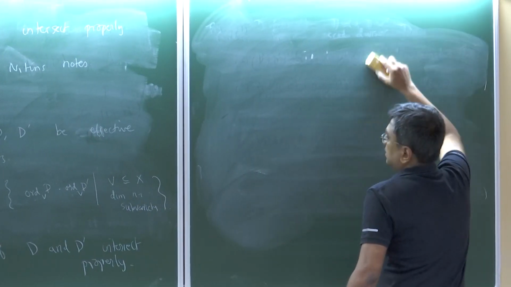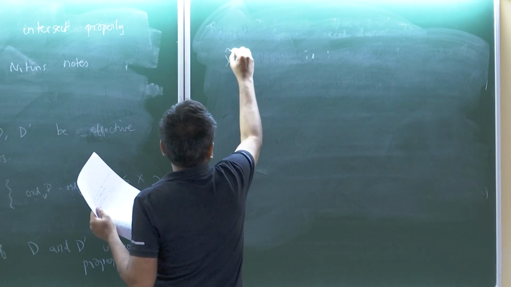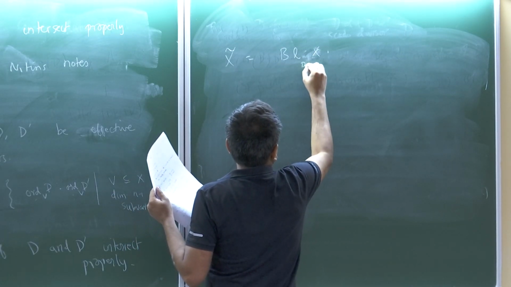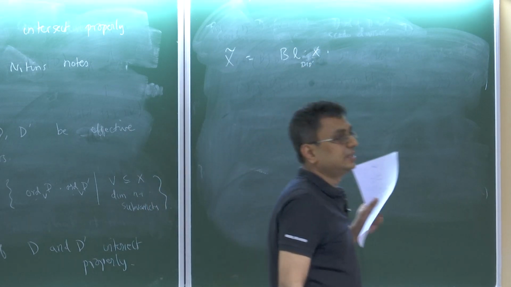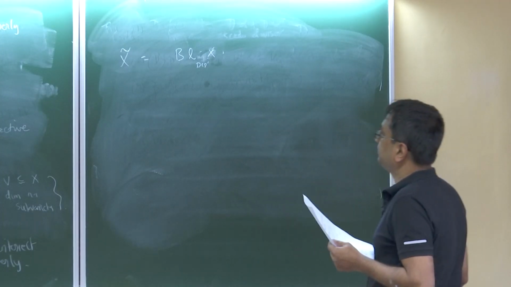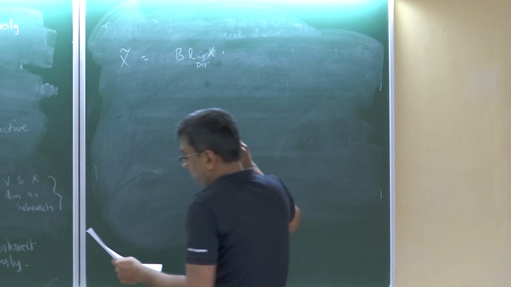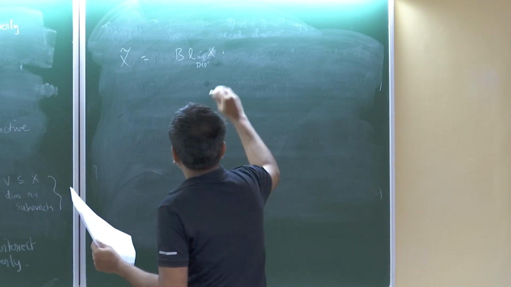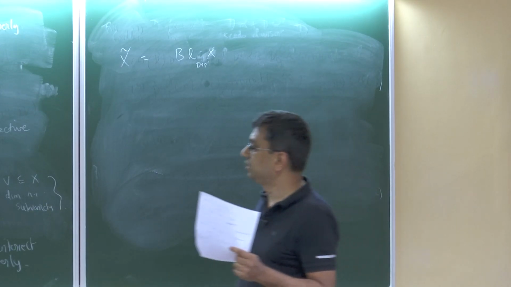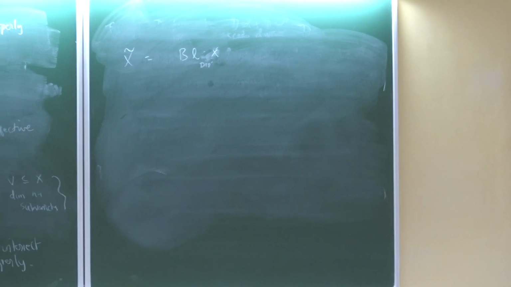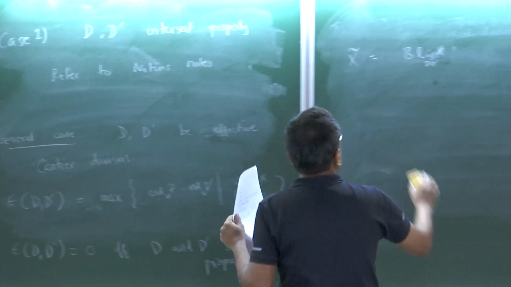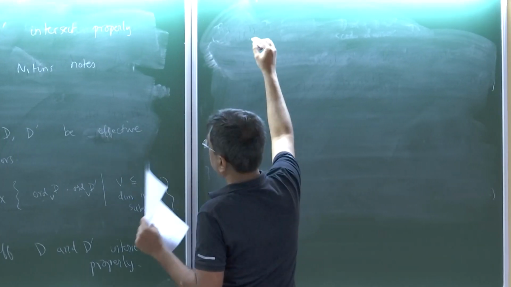Okay, so now let x tilde be the blow up of x at D intersection D prime. So now here is a claim about this blow up. Here I am going to assume that these are effective Cartier divisors. Okay, maybe let me write the reductions in the correct order.